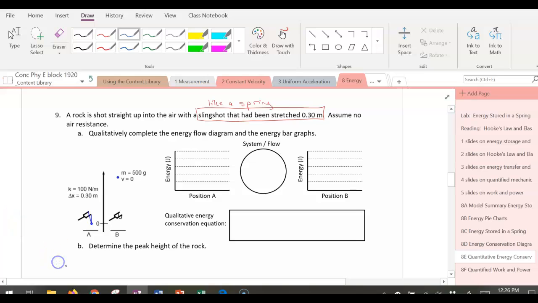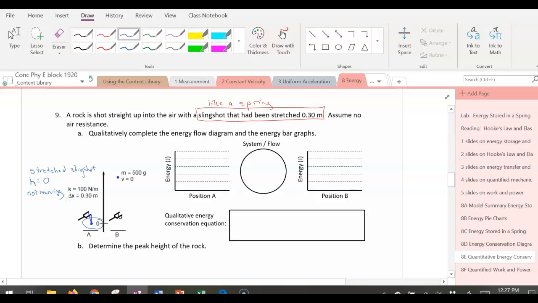Okay, so at position A, we have the stretched slingshot, and notice right here where it has the rock, that's that little blue ball next to the 0. So the height is 0. It's considered on the ground, or at our 0 reference point there. And it's not moving, right? Not moving yet.